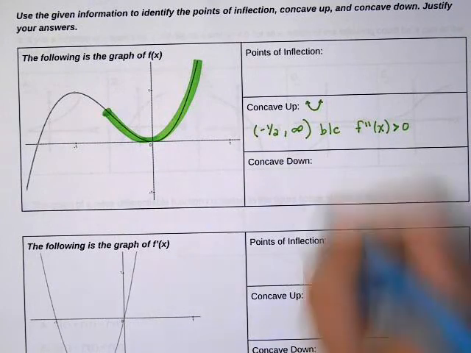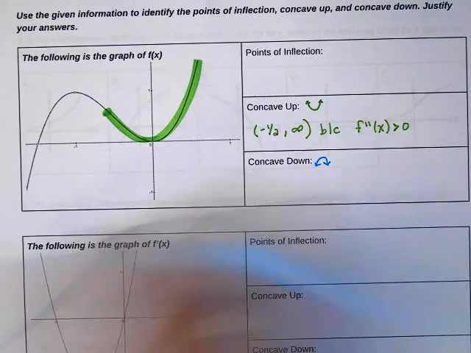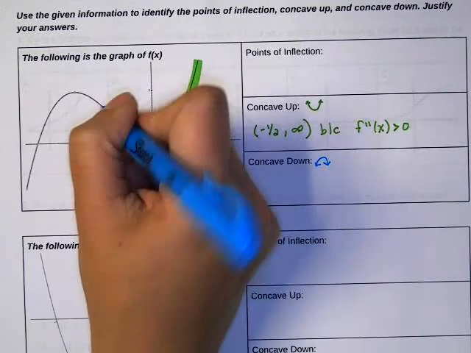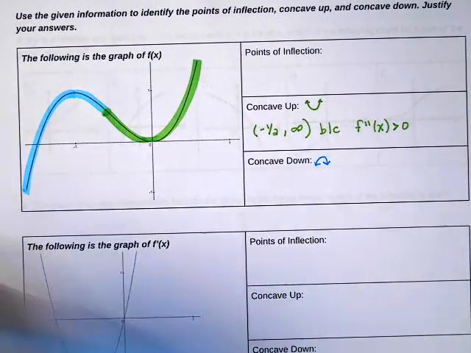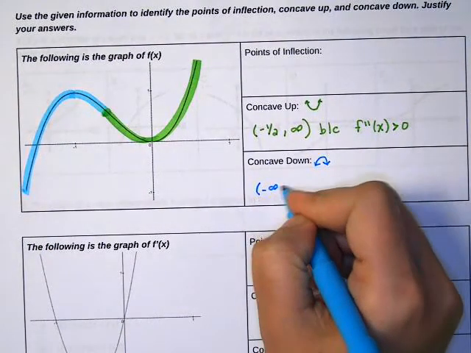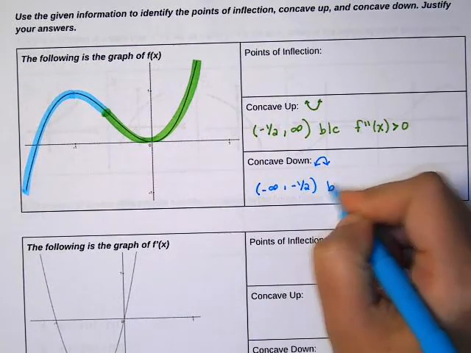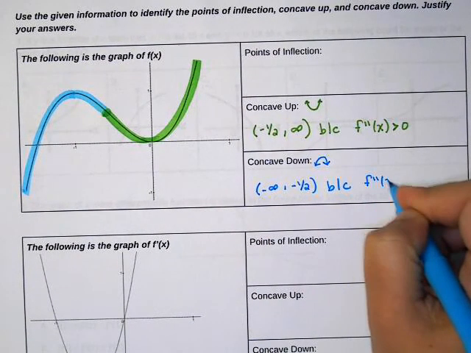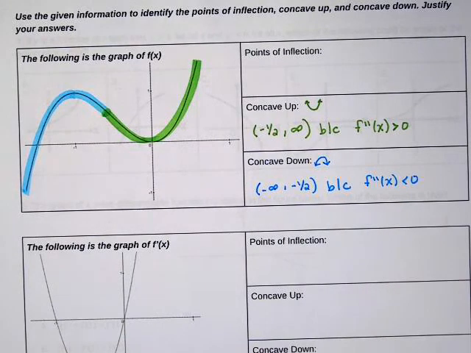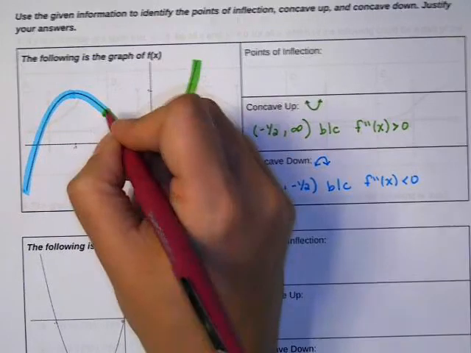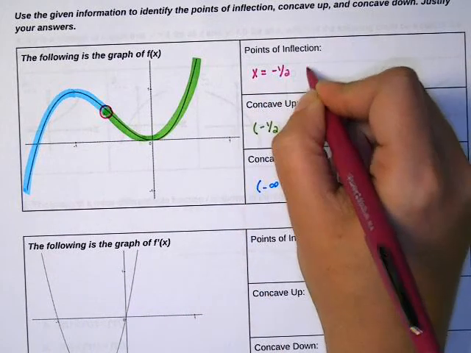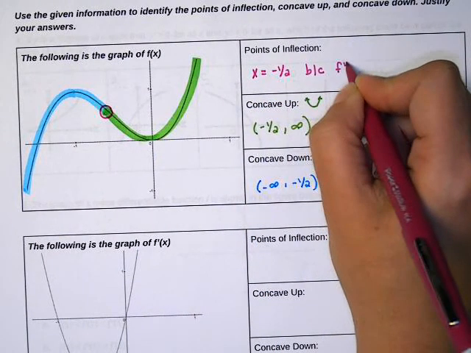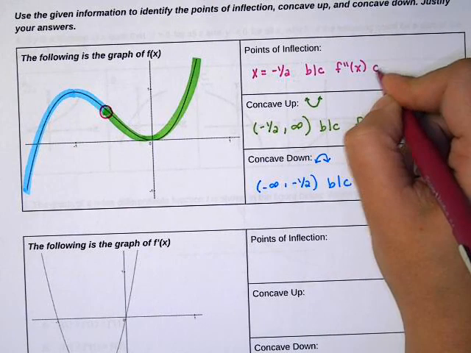Now I'm going to say that I'm concave down when my graph looks like a frown. So that would be about right here. And I would say that's from -infinity to -1/2, because the second derivative is less than 0. Last but not least, the points of inflection would be the places where the concavity changes, so right here in the middle. So I would say at x equals -1/2 because f double prime changes signs.